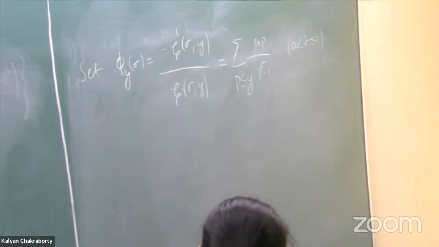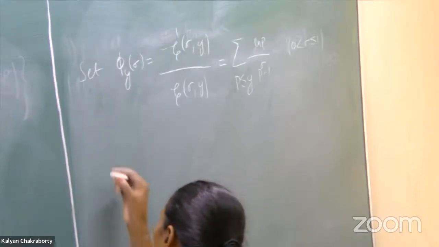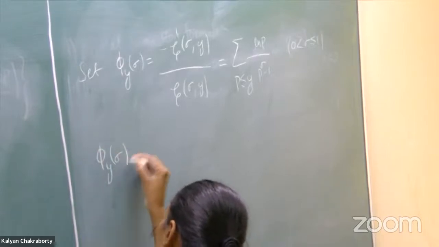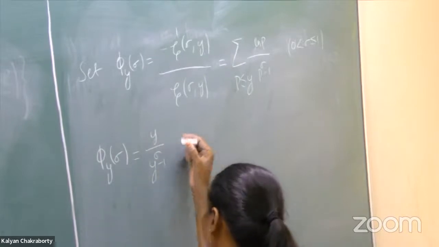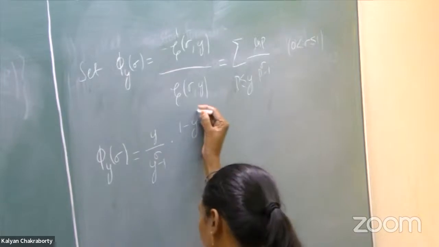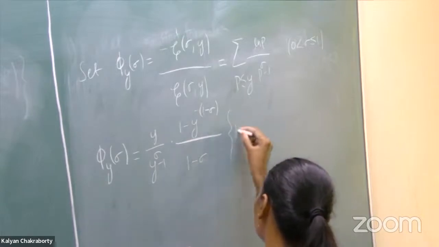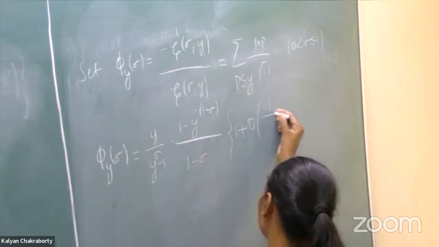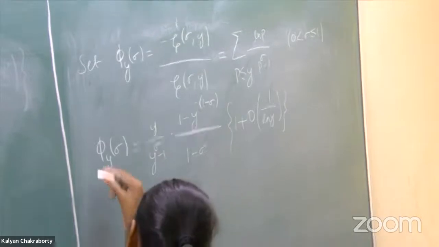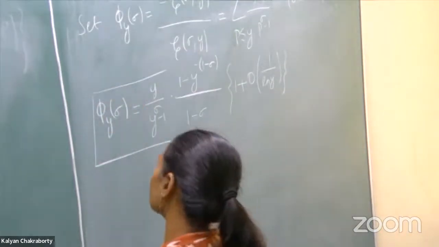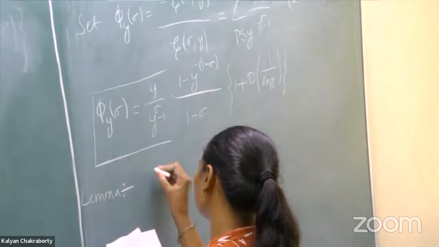From the lemma we can easily conclude what the value of this pi of phi is going to be. The pi of phi is going to be pi by alpha of sigma plus. For this thing I'm going to state a lemma.